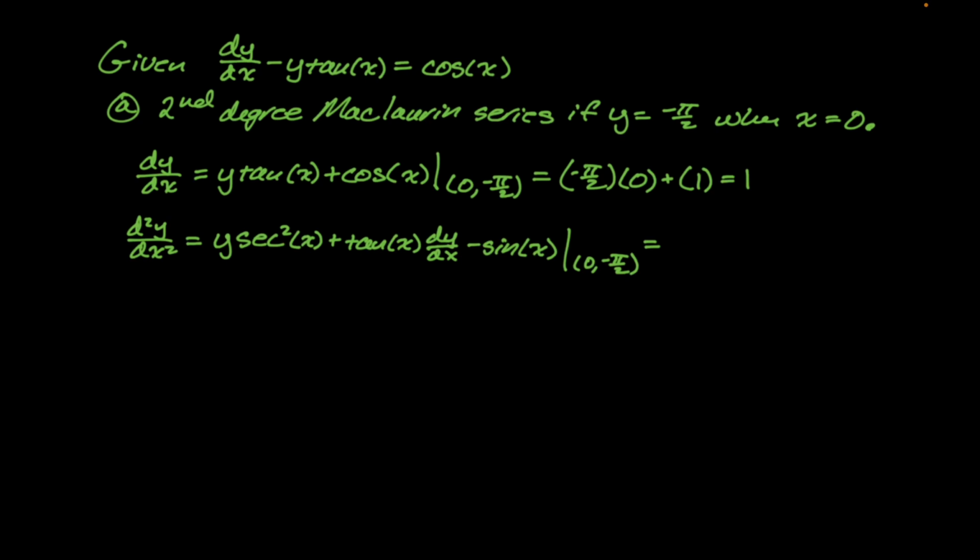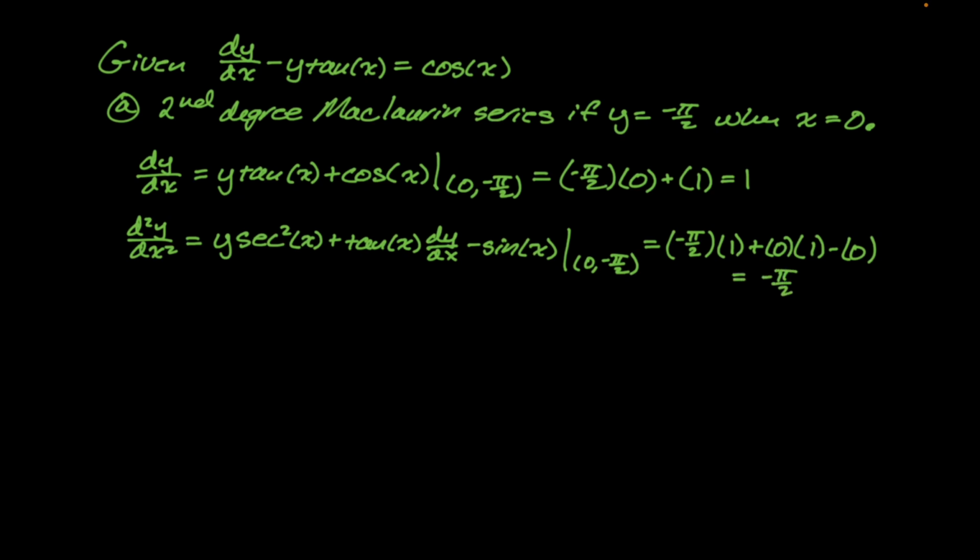So this is going to give us negative pi over 2 times 1 plus 0 times 1, because the tan is 0, and then minus the sine of 0. Don't get confused there. Negative pi over 2 is an angle, but it's not what you're subbing in. You're subbing in 0. So the sine of 0 is 0. So overall, this just gives us negative pi over 2.